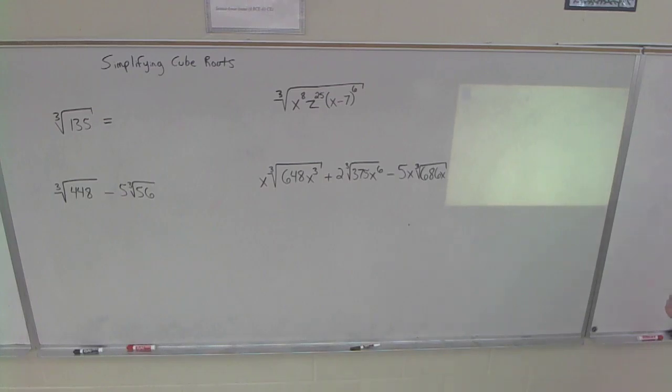So what is 2 times 2 times 2? 8. 2 times 2 is 4, times 2 is 8. That's the first cubic number we're going to be searching for to simplify stuff.